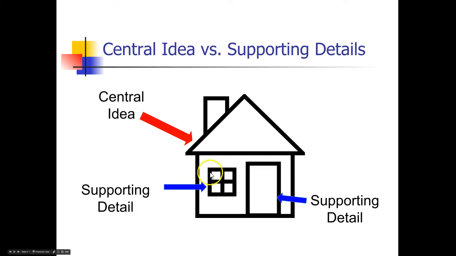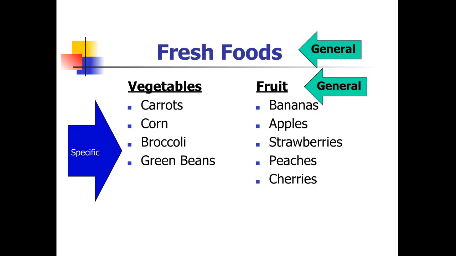If we were to take the window and the door away, this would be a very plain house. It wouldn't be very exciting. You couldn't get into it. You couldn't see in it. If you're inside, you can't get out. You can't see out. So supporting details are letting you get further into it. Now, a little more about general versus specific. Here we've got some fresh food, so that's a little general.